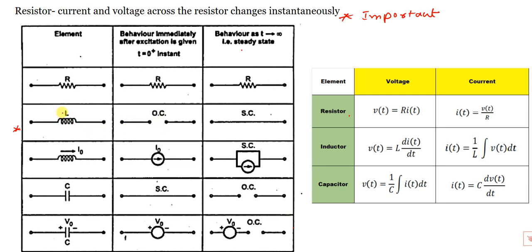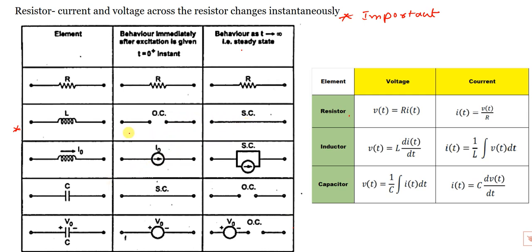The condition is that no initial current should flow in it. If any initial current is flowing, suppose I naught is already flowing in the inductor, then instead of open circuit, you have to write the current source of value I naught. And when t reaches infinity, after switching, steady state is reached, then the capacitor acts as an open circuit and the inductor acts as a short circuit.